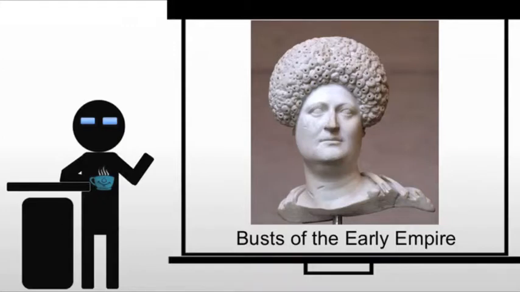Then we have portraiture, or the busts of the early empire. Now, we've talked about busts already in terms of the Republic, but some of the ideas will change. And as we saw with the introduction of the statue of Augustus, things had changed already. So we're kind of going back and forth between different styles here.